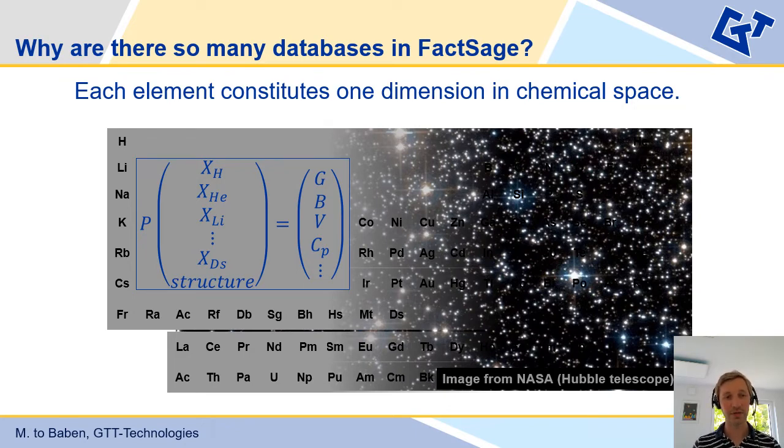The reason is that each and every element in the periodic table constitutes one dimension in chemical space. So the chemical space analogy is a good one and a bad one, because on the one hand, chemical space is just like real space, extremely large. But on the other hand, it's a bad one because real space is just three-dimensional, while chemical space is essentially 90-dimensional with the 90 elements or 91 elements we have on this planet.